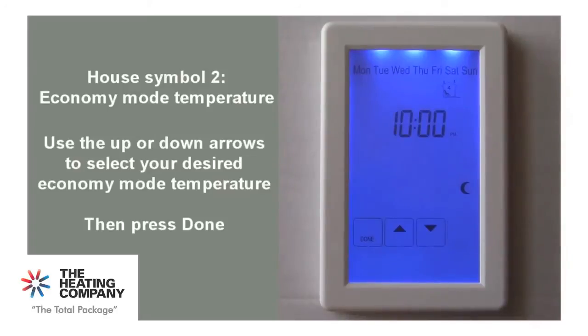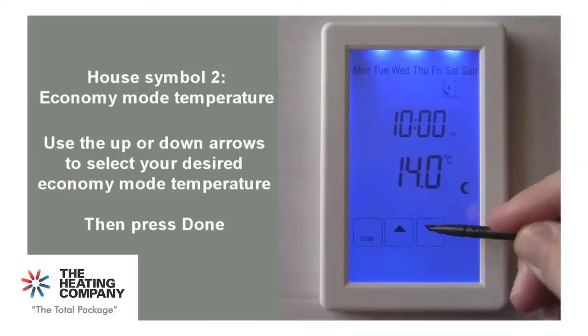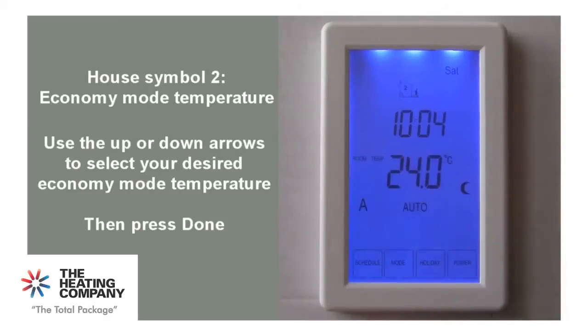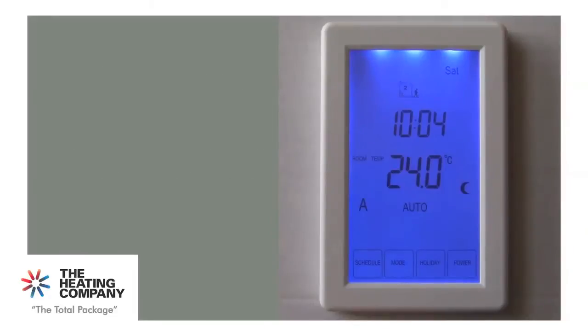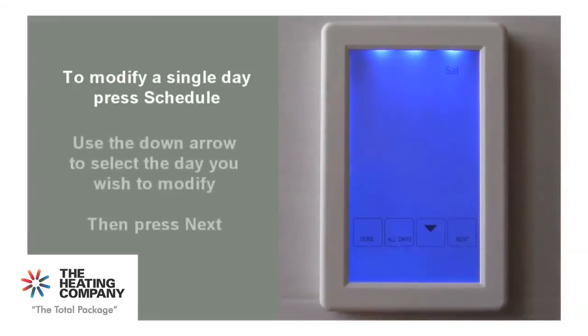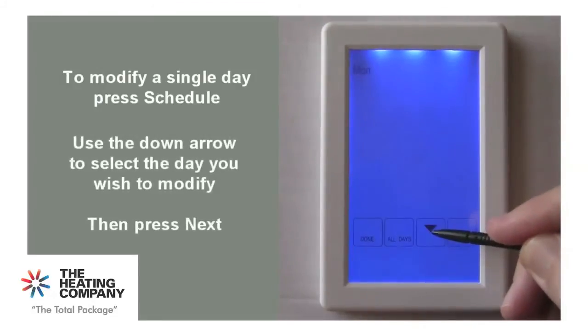Then select your desired minimum or economy temperature for the night. In this case we will choose 14 degrees. Then press Done. All of the days of the week have now been set with those switch on and switch off times. If you wish to have different switch on times for different days, you can do so by pressing Schedule again. Then use the down arrow to choose the day you wish to modify.